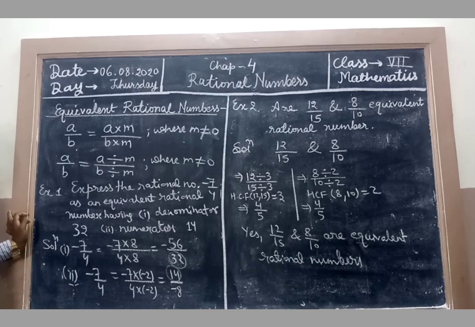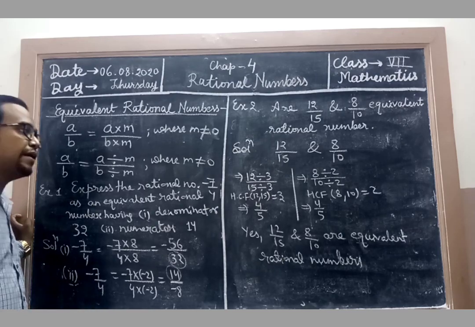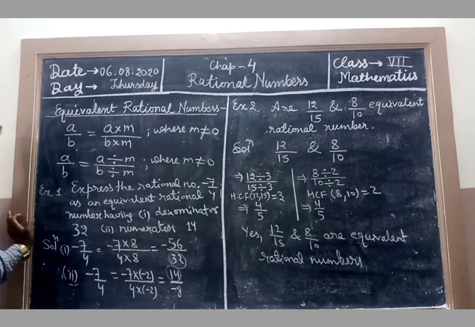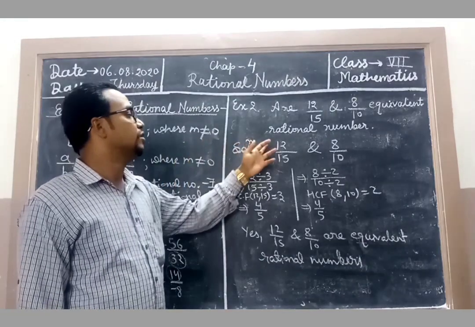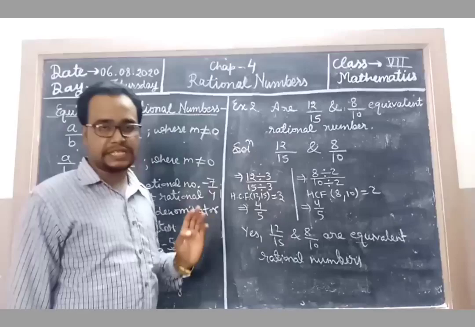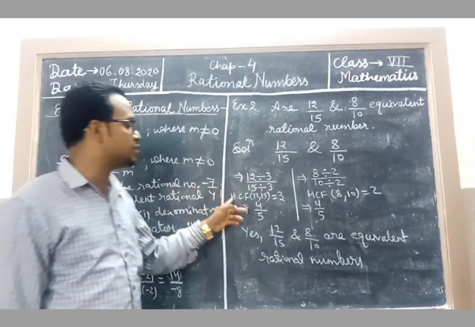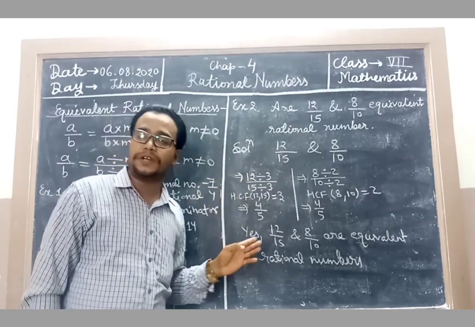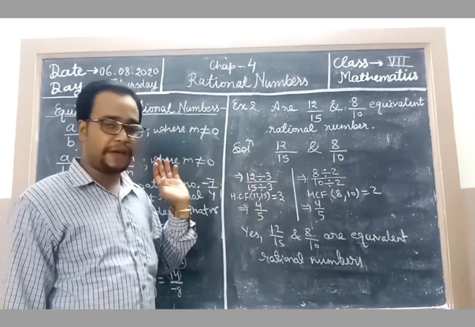Now example second. Are 12 by 15 and 8 by 10 equivalent rational numbers? So we check. The HCF of 12 and 15 is 3. HCF means highest common factor. So we divide 12 by 3 and 15 by 3, both the numerator and denominator divided by 3. So we have 4 by 5.